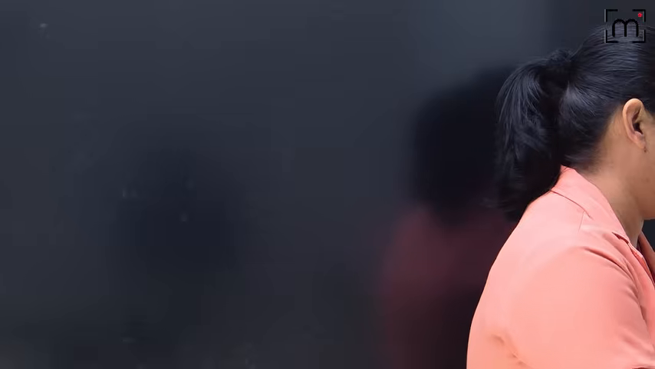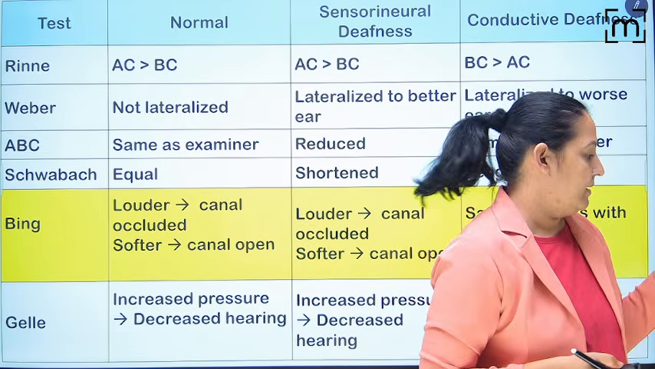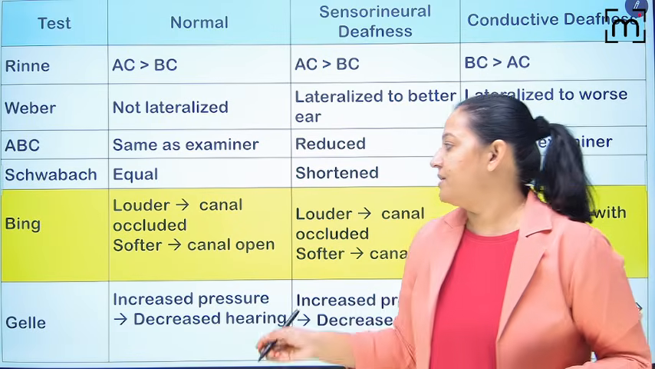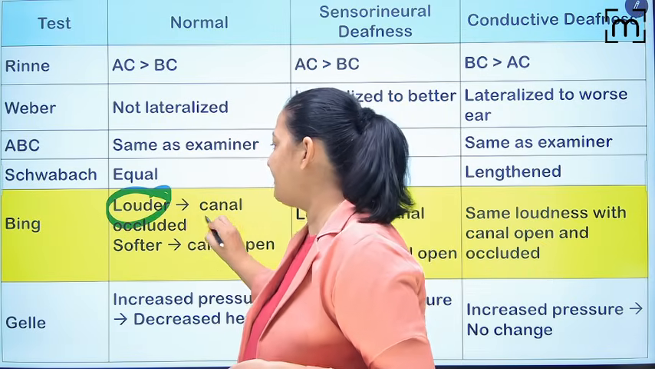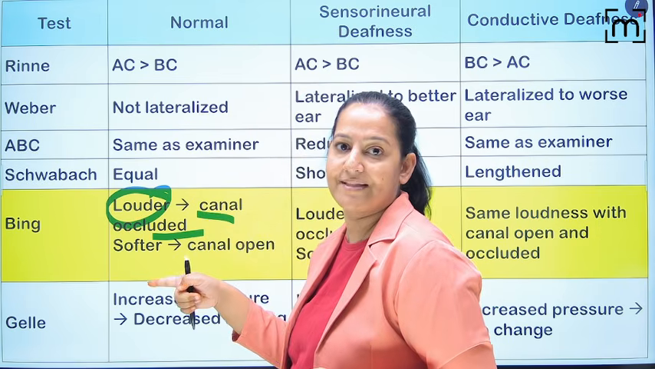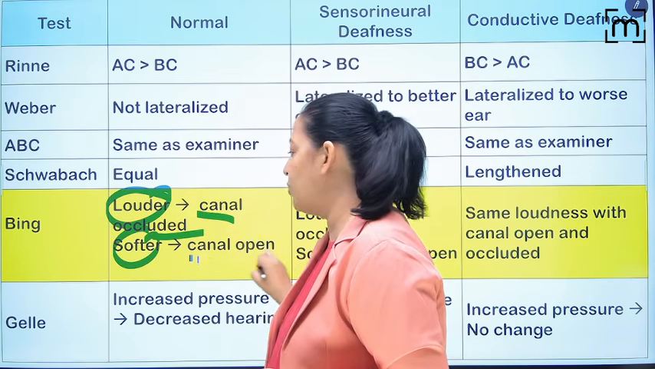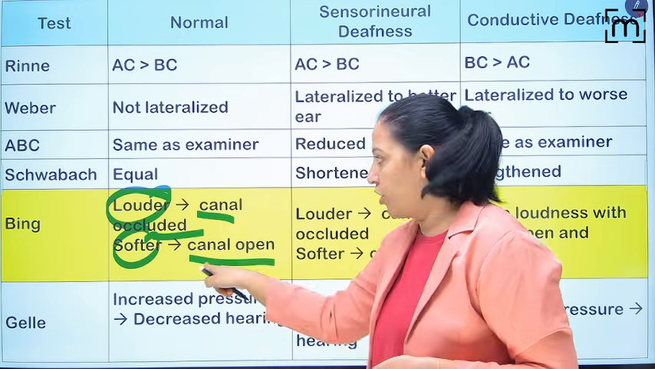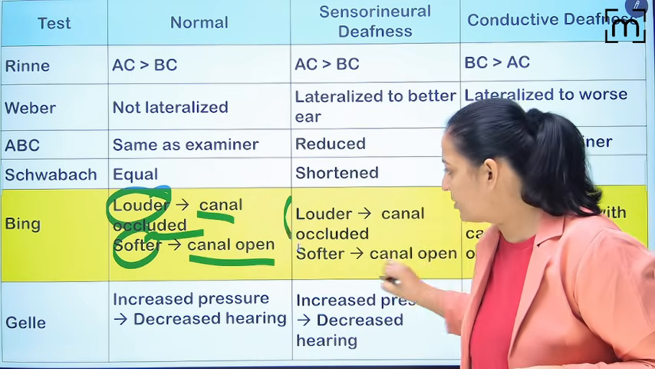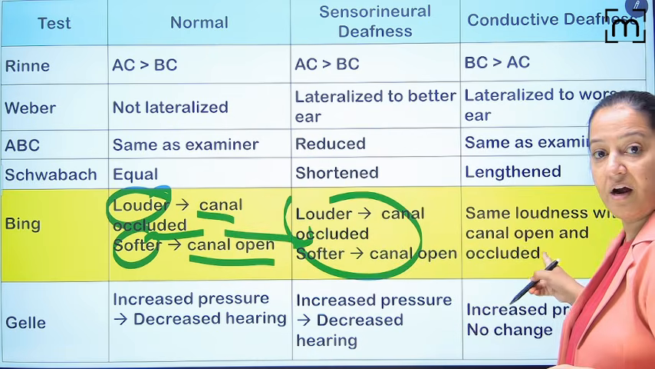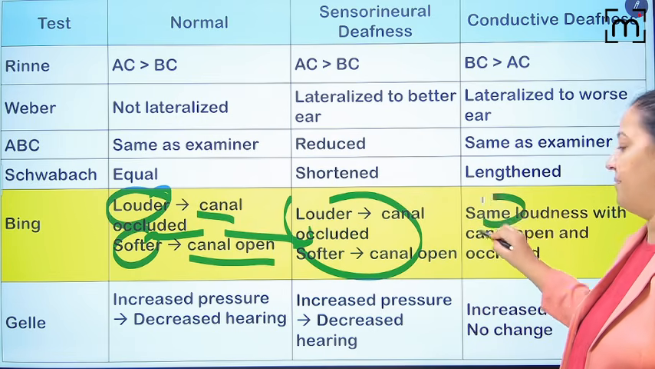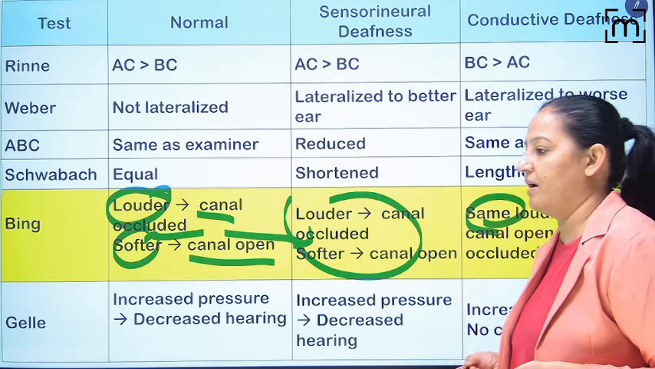Now coming to the last test of the tuning fork tests, Gelle test. So let's come to the last test quickly, people. So we are done with Rinne test. It is louder when the canal is occluded because the background noise is blocked, and softer when the canal is open because there is background noise. So normally it's like this. In sensory neural also it's like normal. But in conductive, it is the same whether the canal is open or closed.